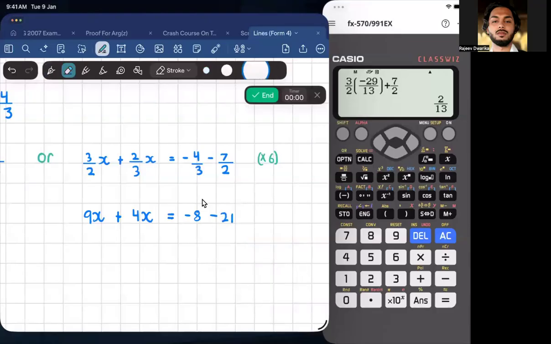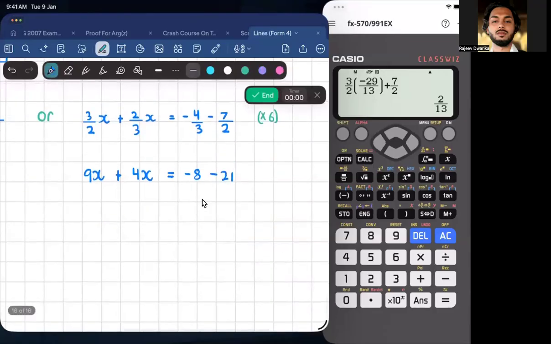By doing that, we get rid of all the fractions. 9 plus 4 is 13, so that'll be 13x. Minus 8 minus 21 is minus 29, right? So to find 1x, I just have to divide both sides by 13, right? So the 13 and the 13 will cancel off. So x is just equal to minus 29 all over 13.